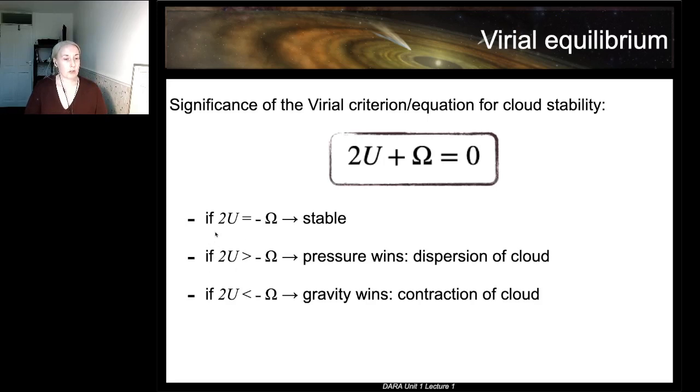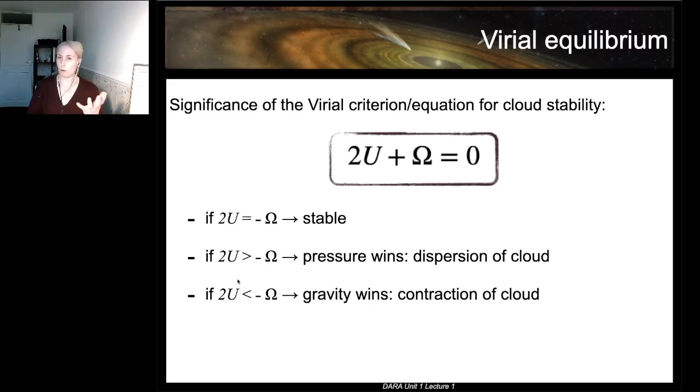However, if 2 times the kinetic energy is greater than the total gravitational potential energy, then the pressure wins. So the internal pressure force is stronger than the gravitational force, and you get dispersion of the cloud. So the cloud cannot collapse, the cloud will disperse.